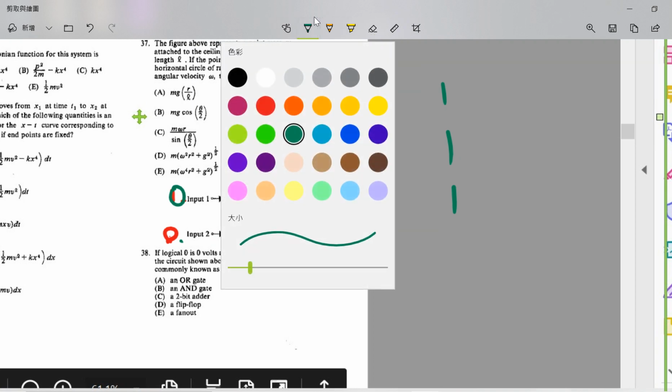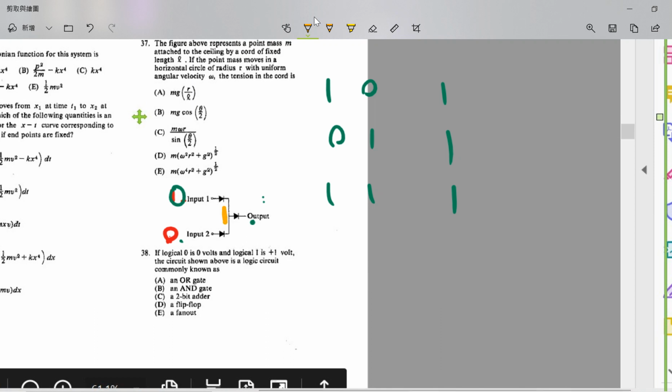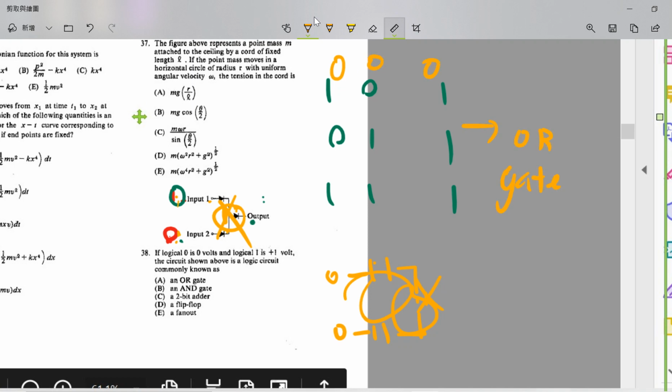So if both are 0, then if this is 1, it looks like okay that these two can be open. Right, but there's no reason that if you input these two, then this will be 1. So it's impossible that this should be 1. So if 0, 0 must be 0. So this is an OR gate. So the answer is A.